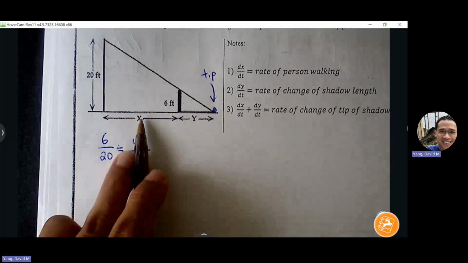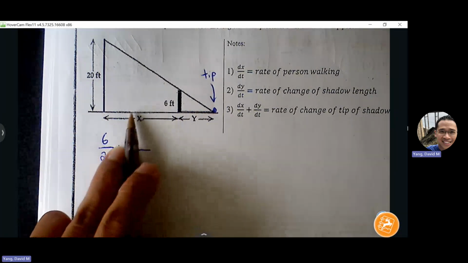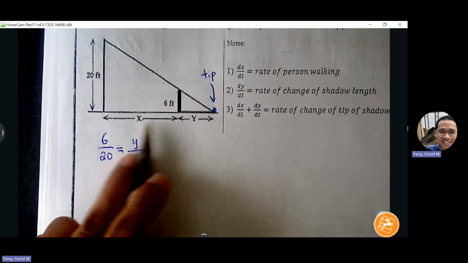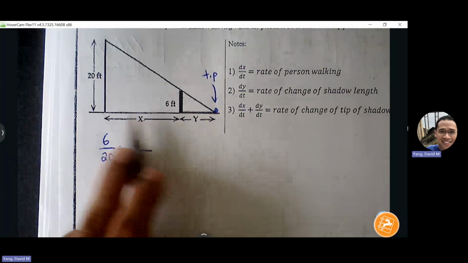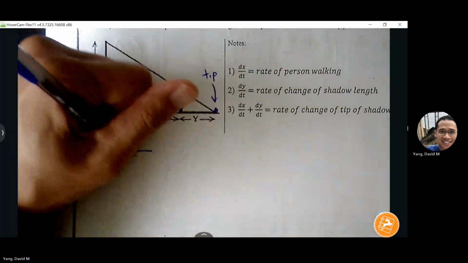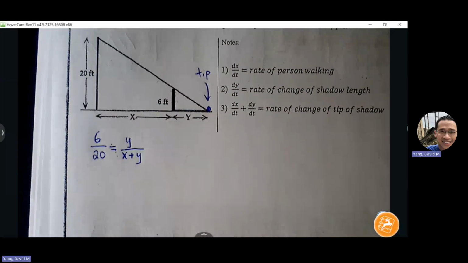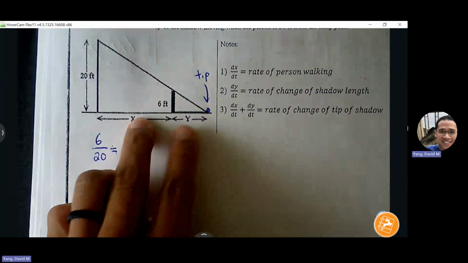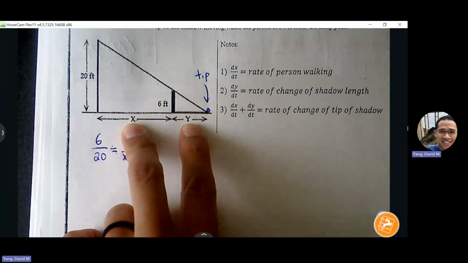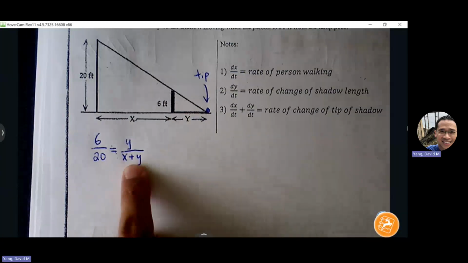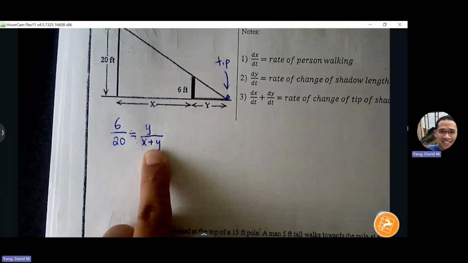Does that make sense? Not just x, because x is not the full base of the large triangle. It's not x times y, because that's too much. It's x plus y, since that represents the full base of the triangle, right? If this was 3 and this was 5, then you want to make sure that is represented as 8. Okay. Does that equation make sense?